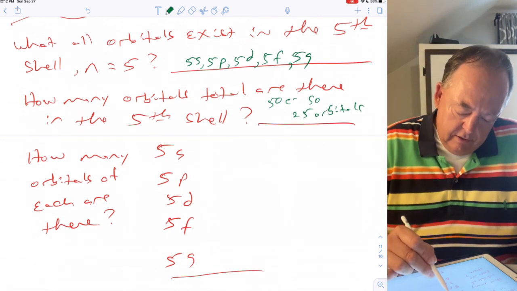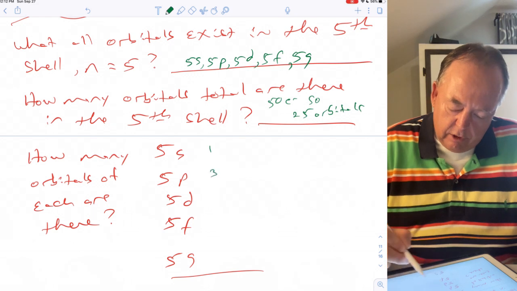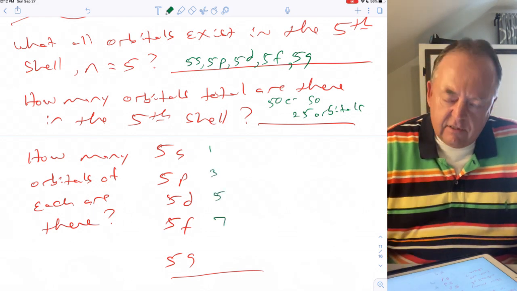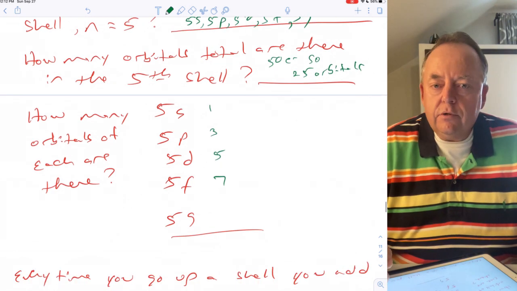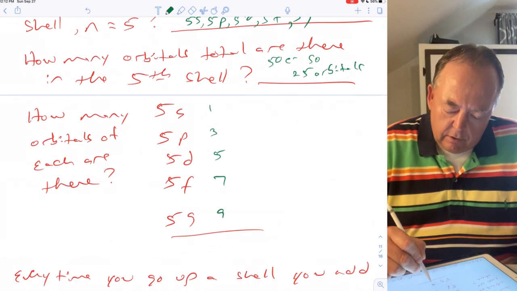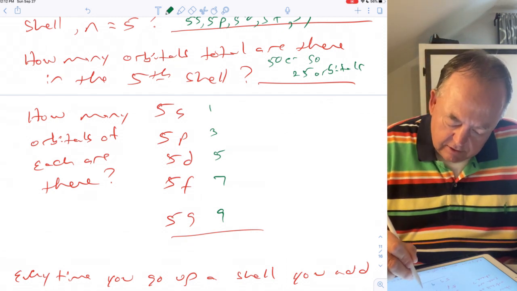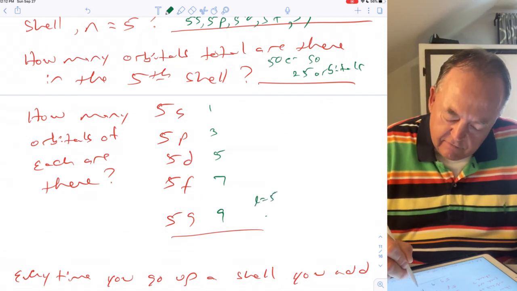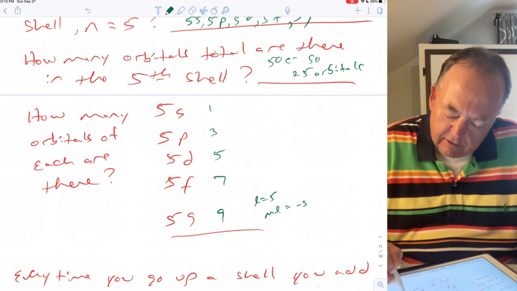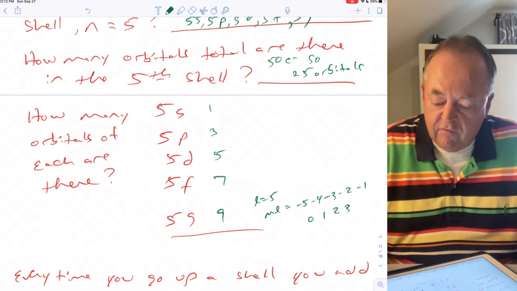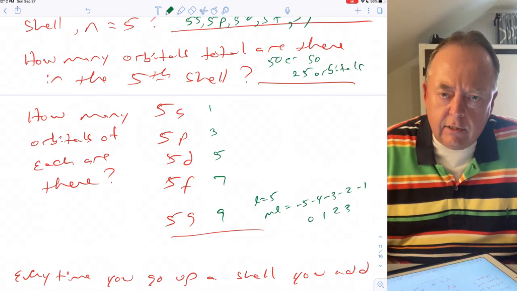So there's 1 s, there's 3 p's, right? D's always come in sets of 5. F's always come in sets of 7. So how many g orbitals do you think there are? Well, 9, right? There's a pattern: 1, 3, 5, 7, 9. So this is because if L is equal to 4, m sub L is equal to -4, -3, -2, -1, 0, 1, 2, 3, or 4. That's 9 values of m sub L, so that's 9 g orbitals.